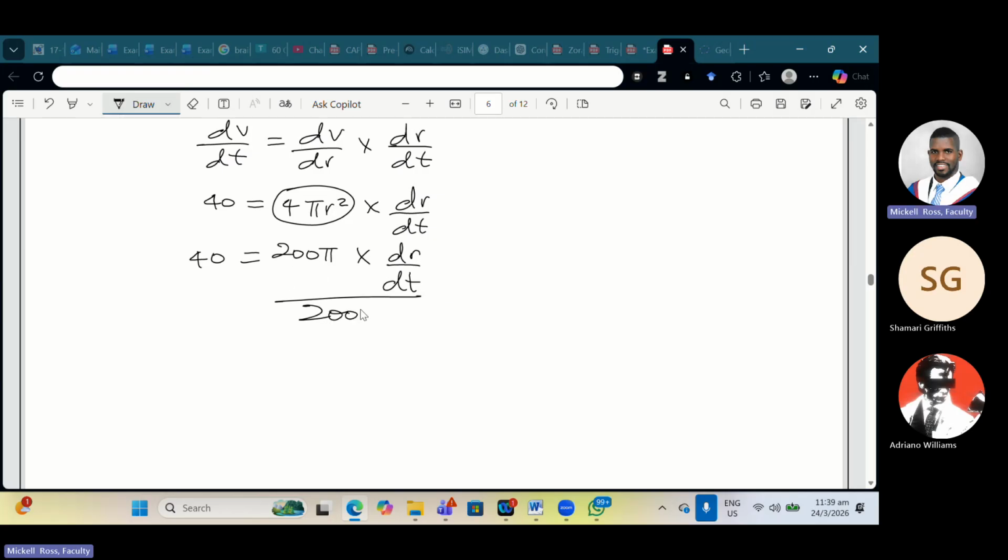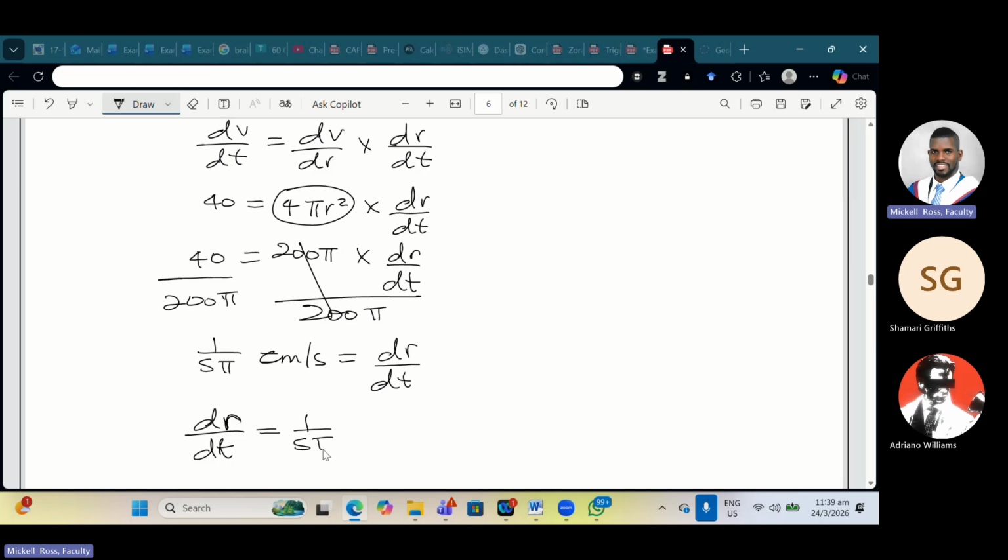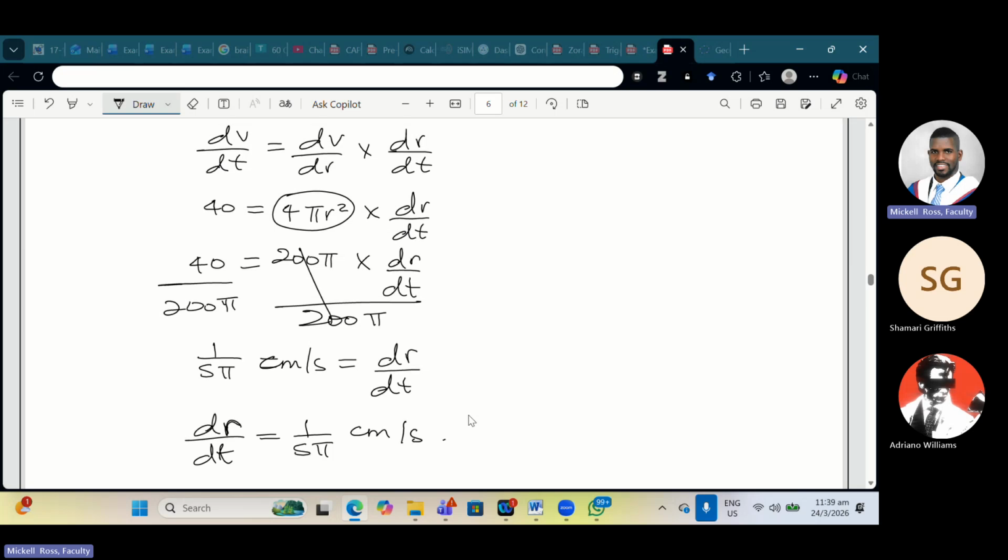So we're going to divide by 200 pi and divide this side by 200 pi as well. So we're going to get 1 over 5 pi centimeters per second is equal to the change in the radius with respect to time. If you want to rewrite it, so you have the dr dt on the right hand side, the change in the radius with respect to time is going to be equal to 1/5 pi centimeters per second. So this is how fast the radius is changing with respect to time.